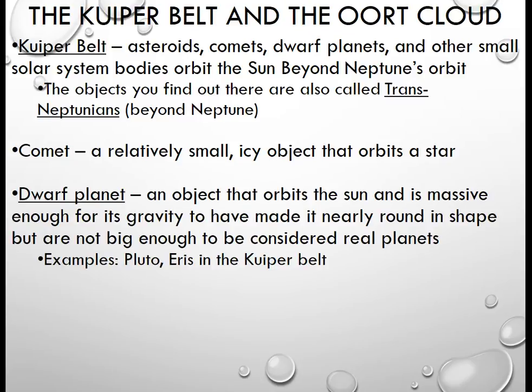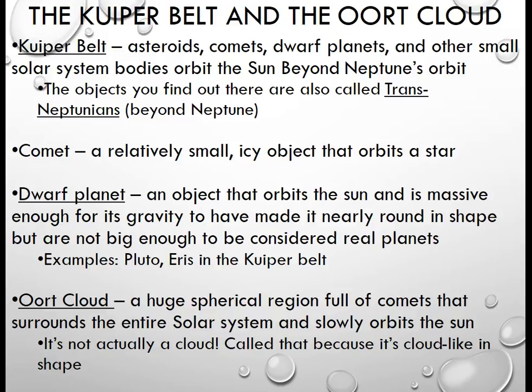A dwarf planet is an object that orbits the Sun and is massive enough for its gravity to have made it nearly round in shape, but the planet is not big enough to be considered a real planet. Some examples of dwarf planets are Pluto and Eris, and they are both in the Kuiper belt. Pluto is probably the most famous dwarf planet because up until 2005, it was considered to be a real planet.